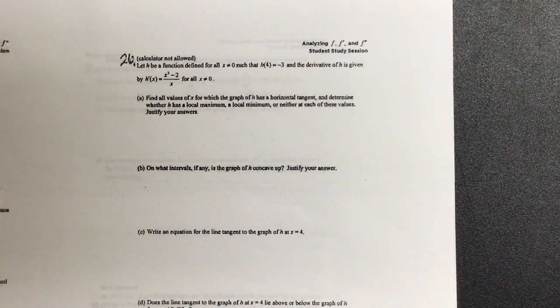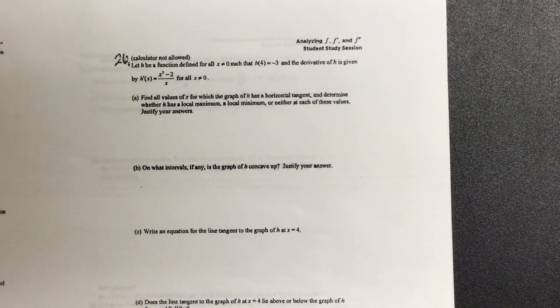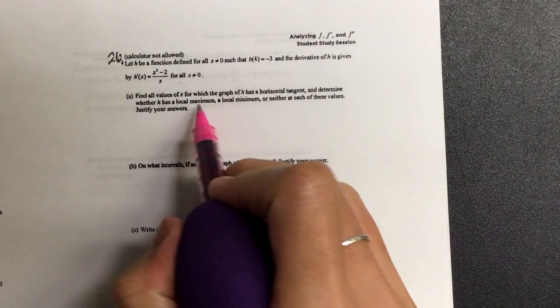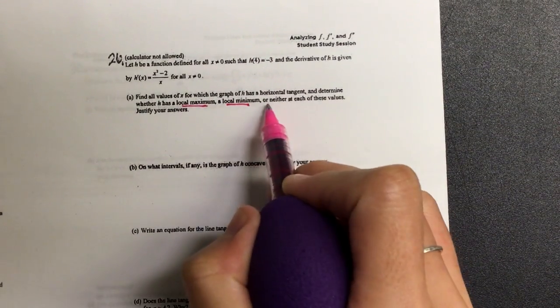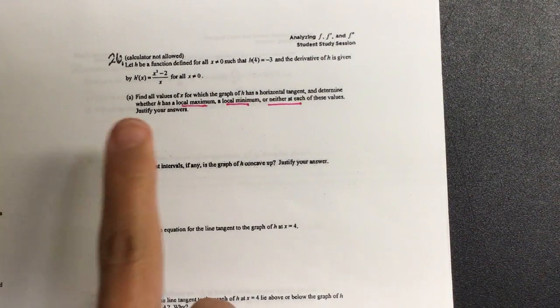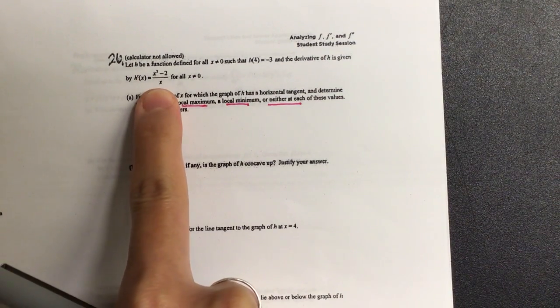Problem 26: find all values for x for which the graph of h has a horizontal tangent, and determine whether h has a local maximum, a local minimum, or neither at each of these values. Justify your answer. To find the local maximum or minimum, we set the numerator equal to 0 and the denominator equal to 0. But do you guys already see that it's already derived, h prime?